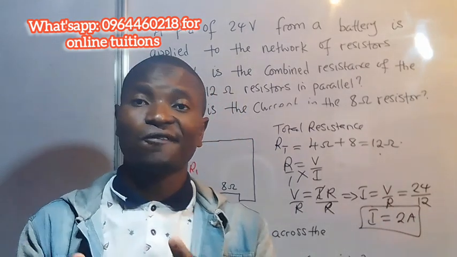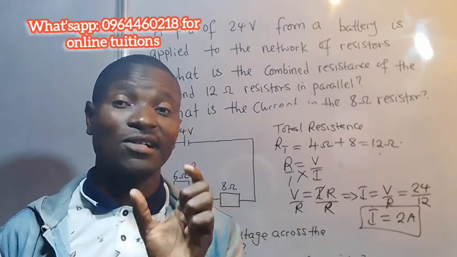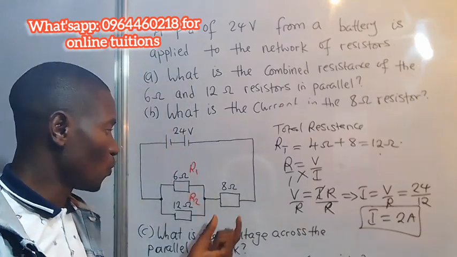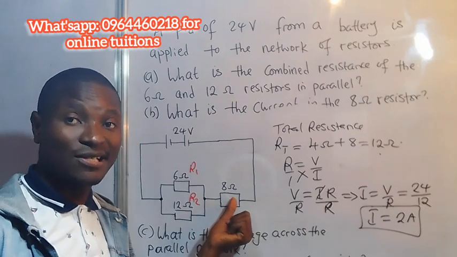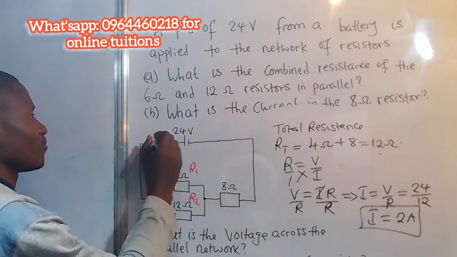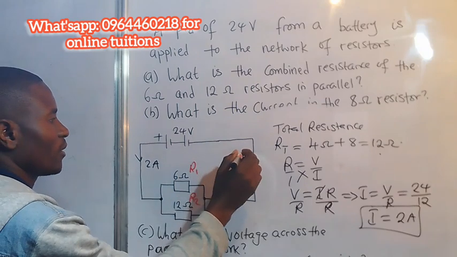Now the moment you find out the total current that is flowing in this circuit, that is the same current that is passing through this resistor, which is the 8 ohm resistor. So this is the current that is flowing. Okay. So from this part we have 2.